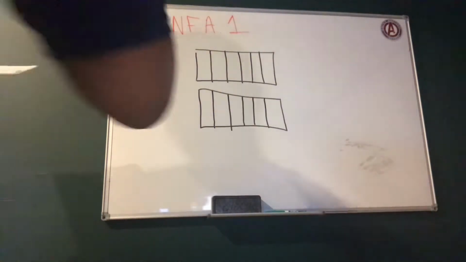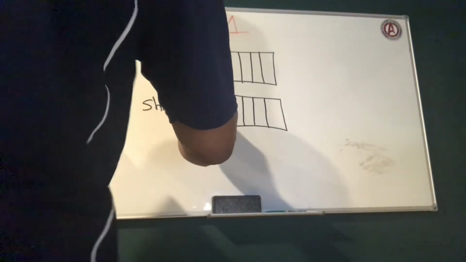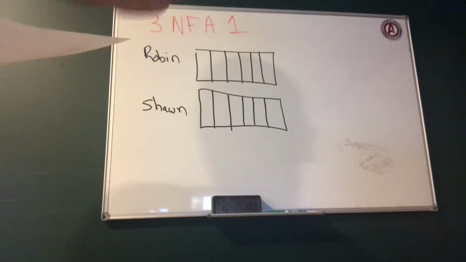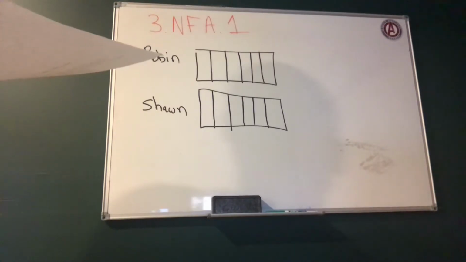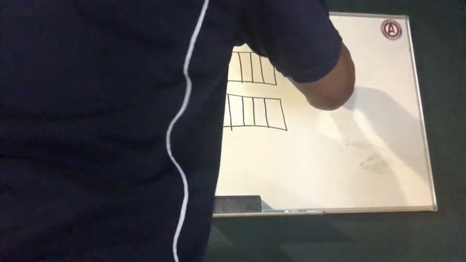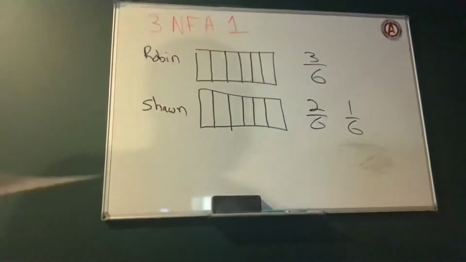So let's label these. So this is Robin, and this is Sean. Now let's say they both divided them into 6 equal pieces. But then it says that Robin had more. So what fraction could Robin have had if Robin had more than Sean? So we want to compare some fractions that would be greater than Sean's. Let's say Robin had 3/6 left. Think of how many Sean would have had if Robin had more. Well, if Robin had 3/6, Sean would have had 2/6 or 1/6 because he had less.